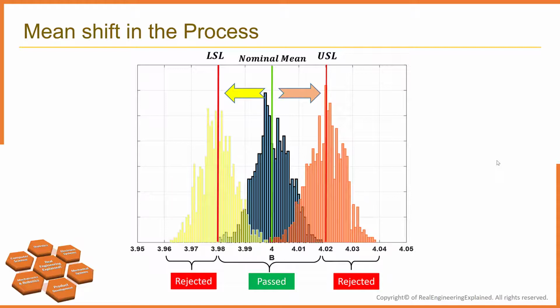So how can we address this issue? How can we define a better index to take into account the mean shift?